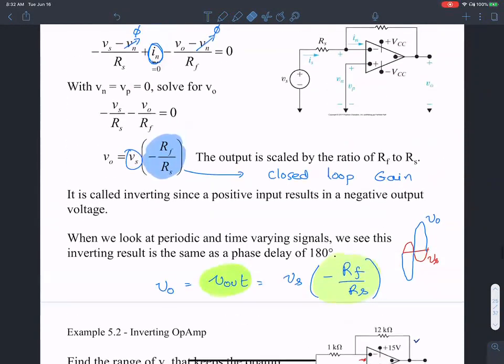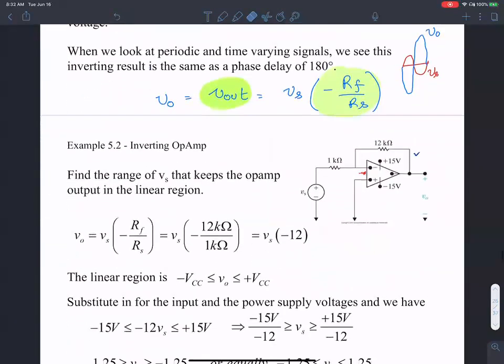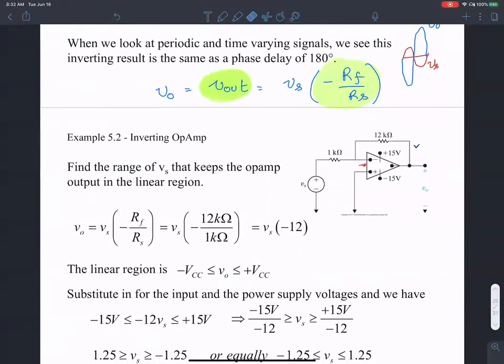Will we be doing an example of this? Yes, you can do an example right here. Okay, perfect.